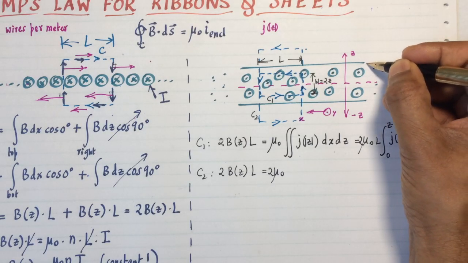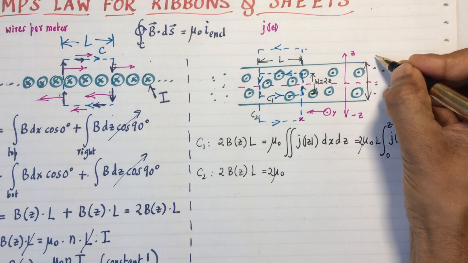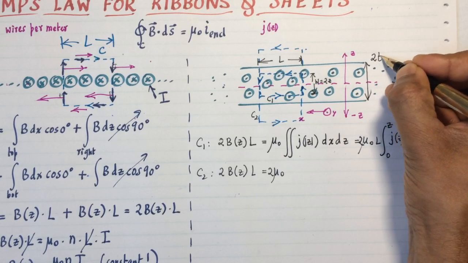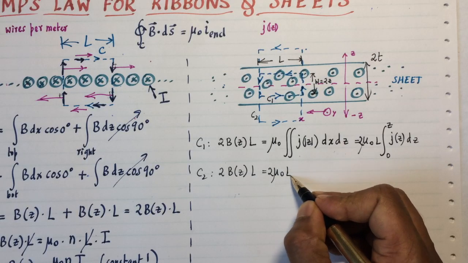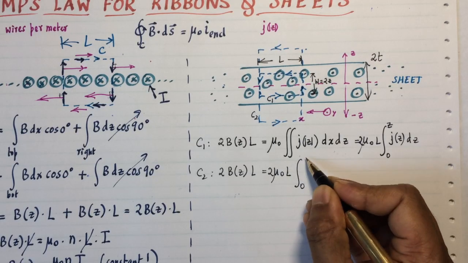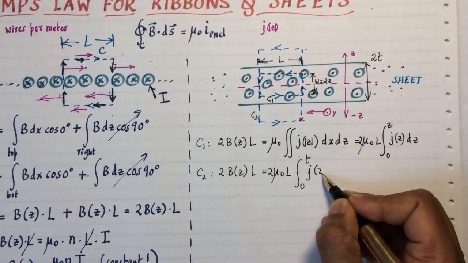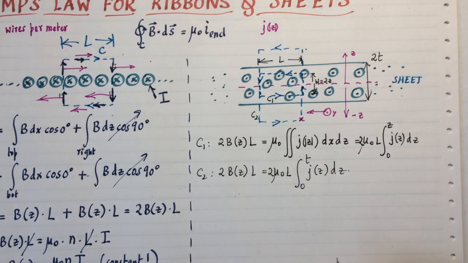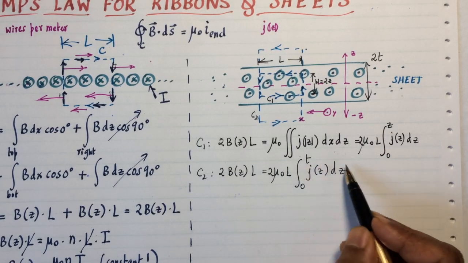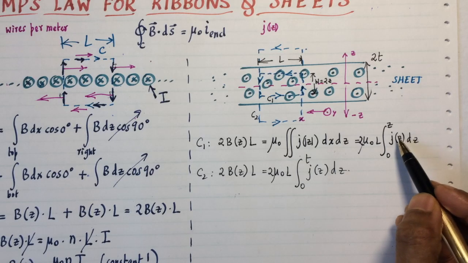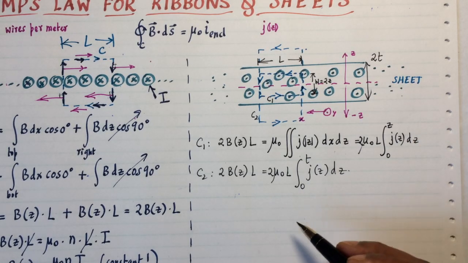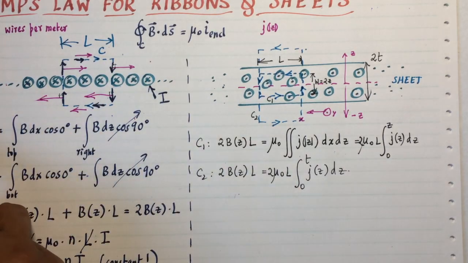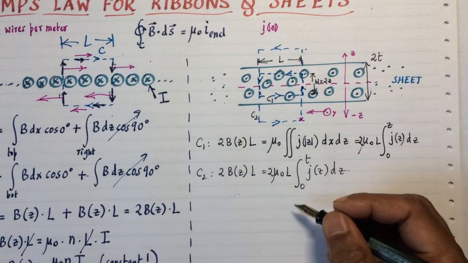So let's call the width of the wire 2 times the thickness. I'll call the width of the wire 2t. So mu naught L times the integral from 0 to t of j of z dz. And you're done. Observe that this integral will not depend on z. Here it does depend on z. Here it does not depend on z. So if you try to draw the field profile here, it's going to look interesting. So let's take a moment to draw a field profile.